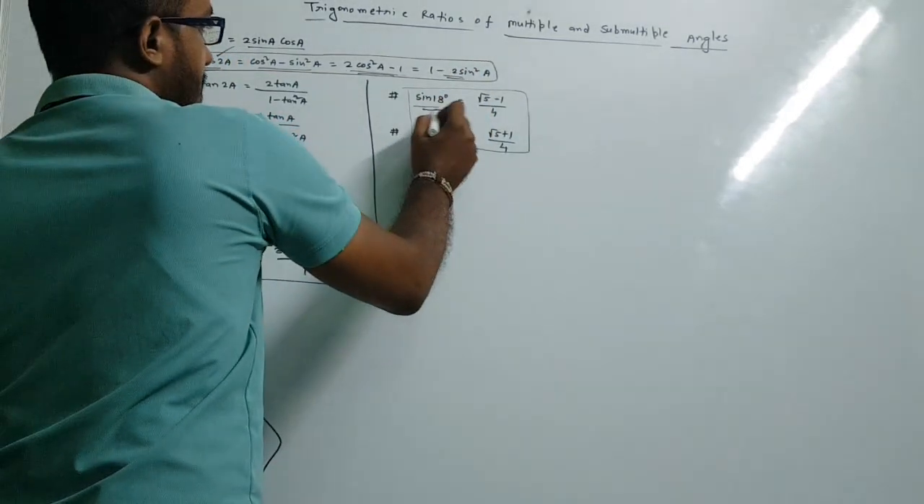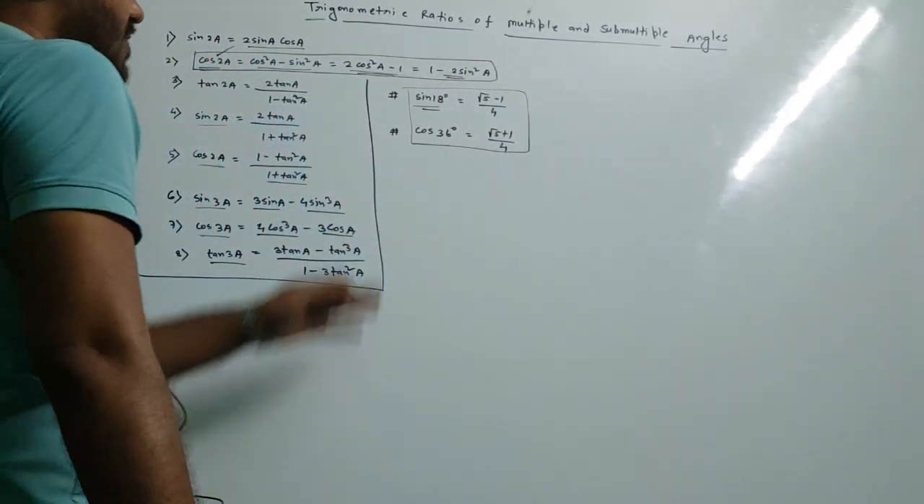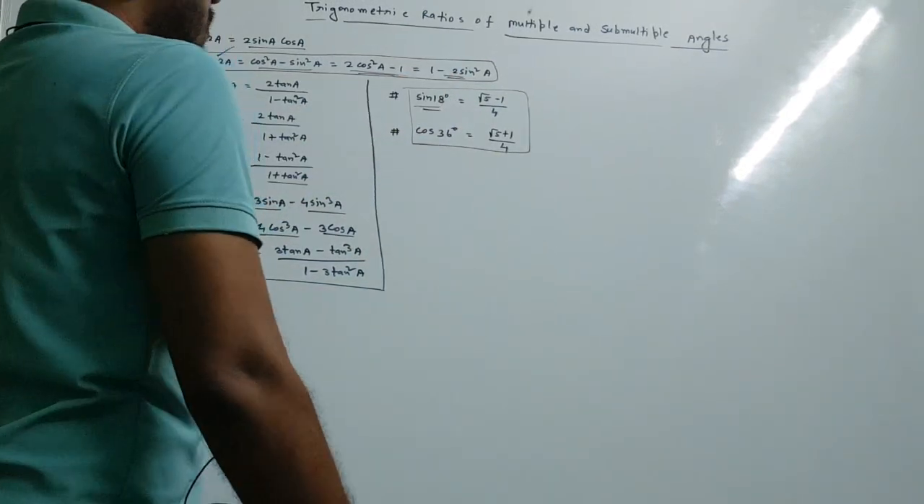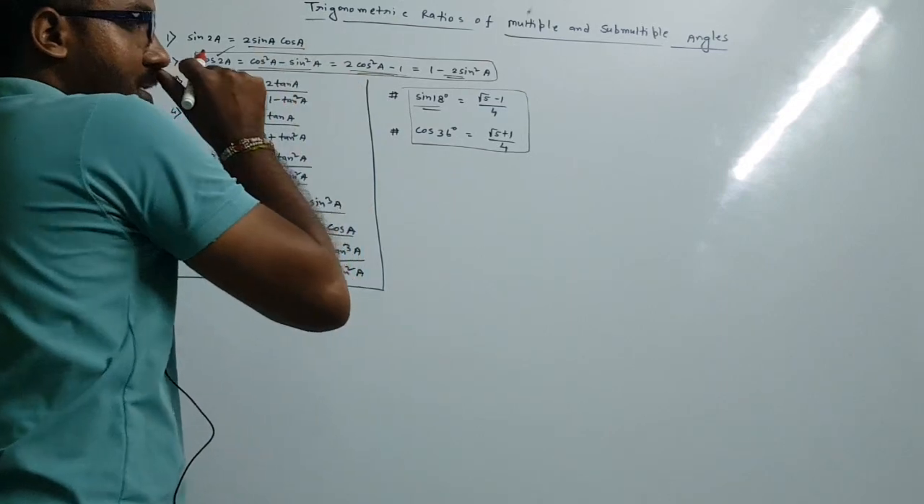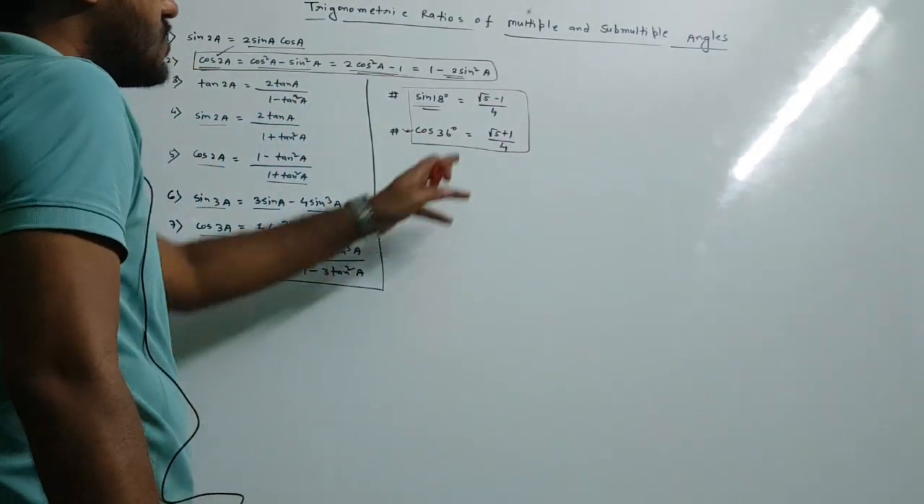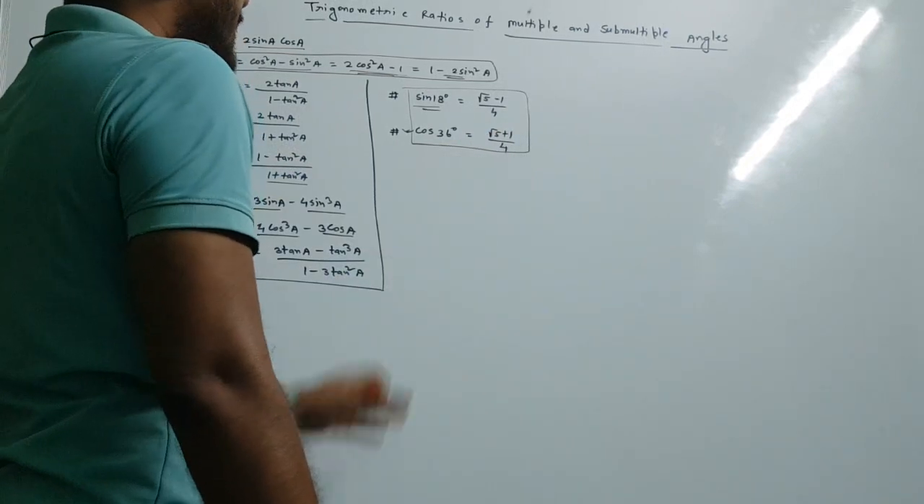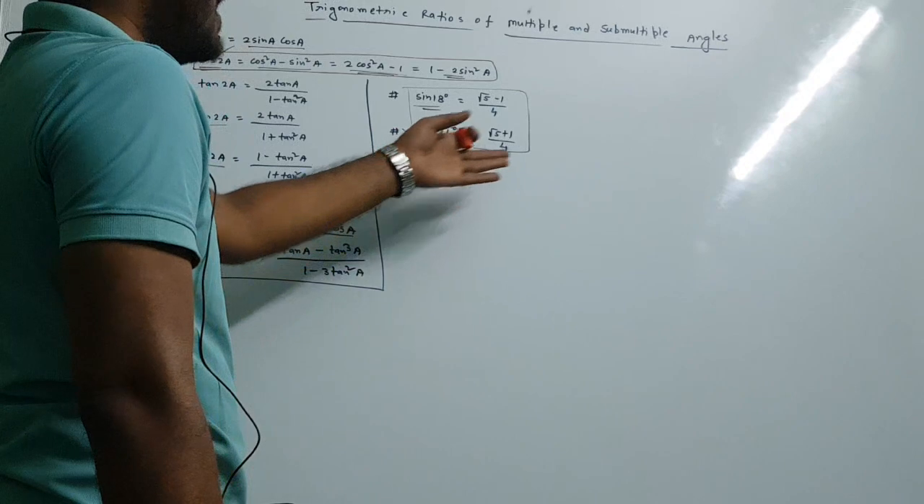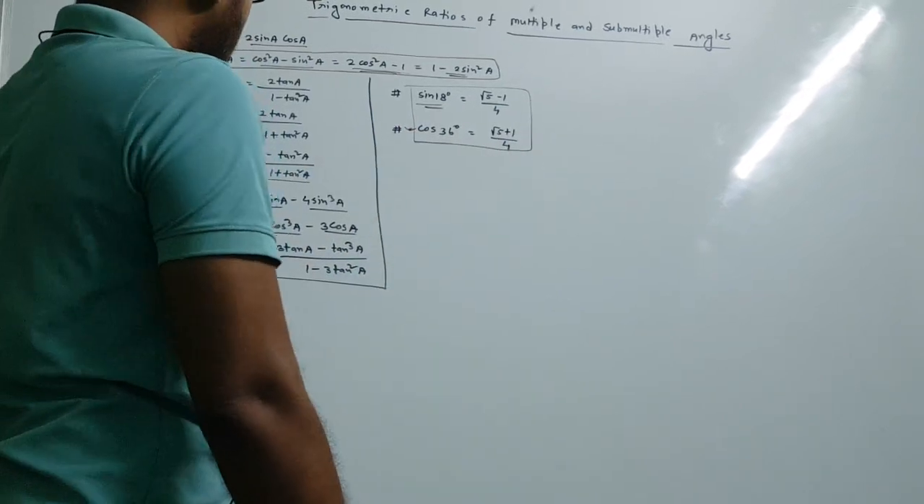From here you can find out the value of cos 18 degree, because we know sin square theta plus cos square theta equals 1. So from that you can find out the cos 18 degree value also. And remember cos 36 degree, that is (root 5 plus 1) by 4. From this you can find out the value of sin 36 degree. Apply sin square theta plus cos square theta equals 1.